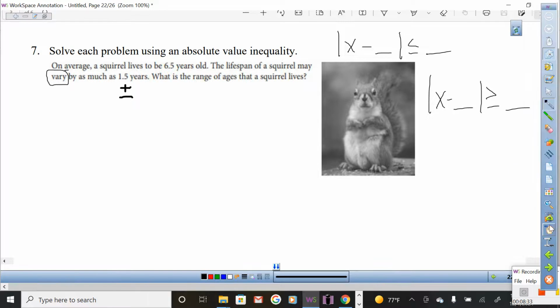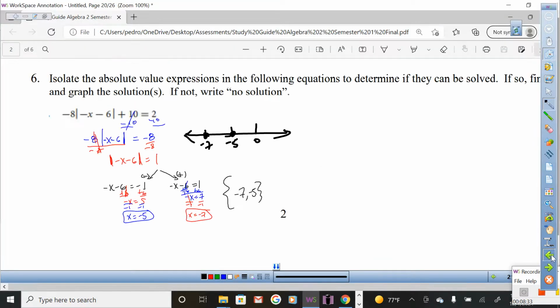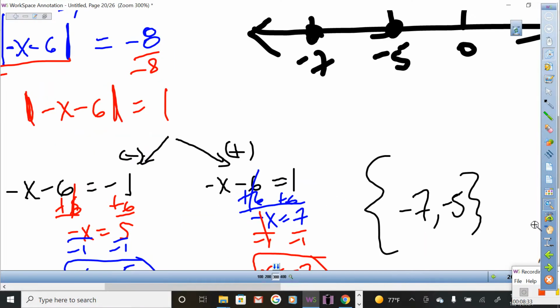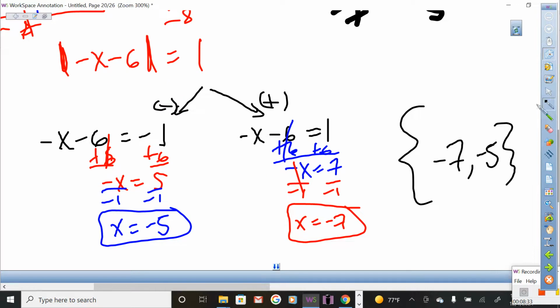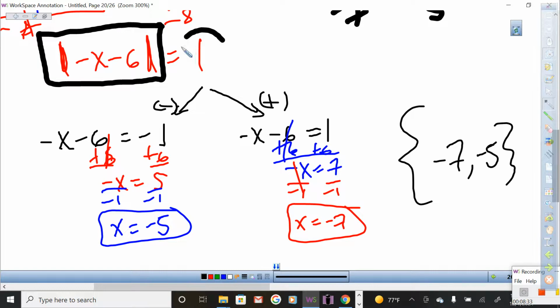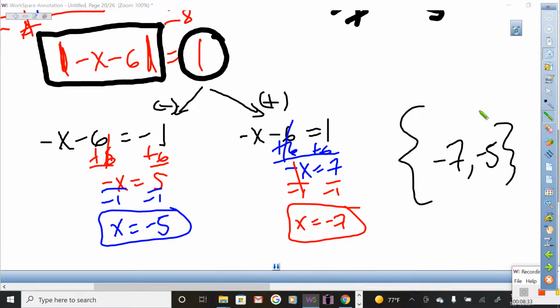Well, let me show you. Look up, please. Look at the previous absolute value problem that we did. Let me zoom in here. Look at this one. Here we have the absolute value, and here we have the number 1. Which of those numbers became plus and minus? The 1, yes. This became a negative and a positive.